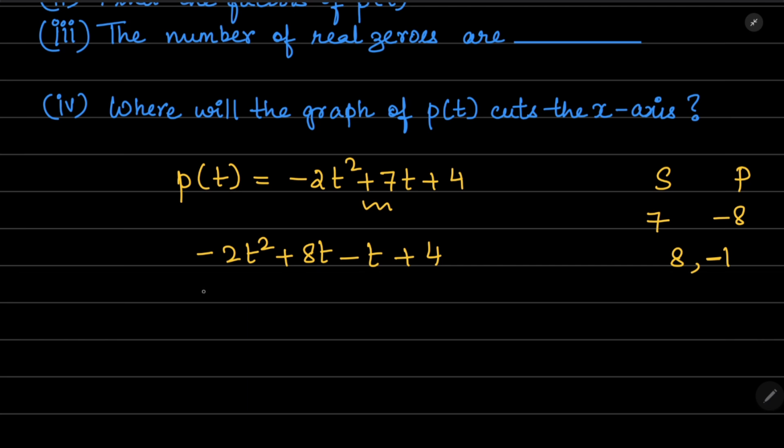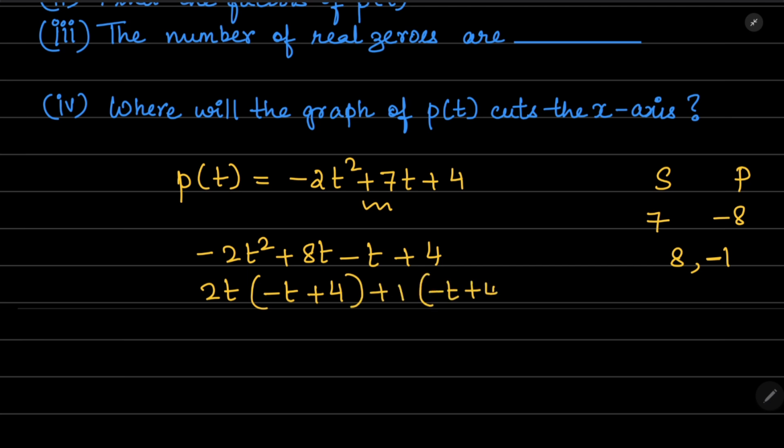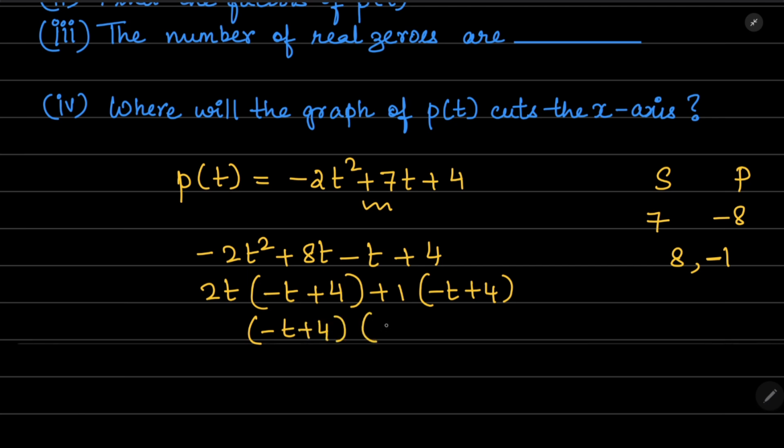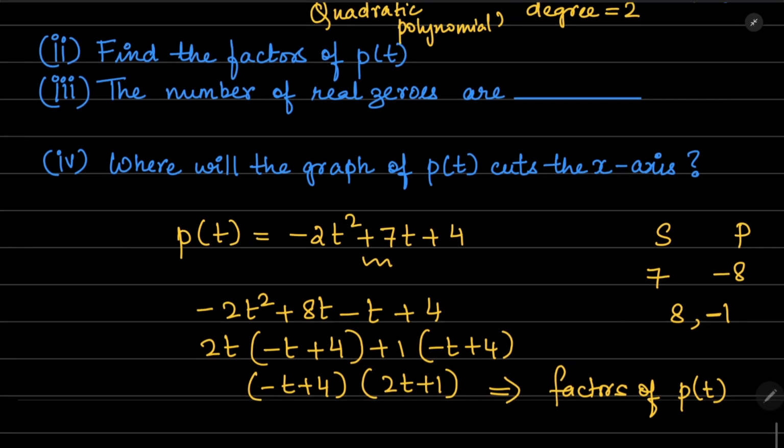And if you take 2t common out, what do you get inside? Minus t plus 4, right? Again plus 1 common out, minus t plus 4. So what are the factors? You have minus t plus 4 common out, and the leftover is 2t plus 1. These are the factors of the given polynomial, the factors of P of t. That is the answer for your second question.